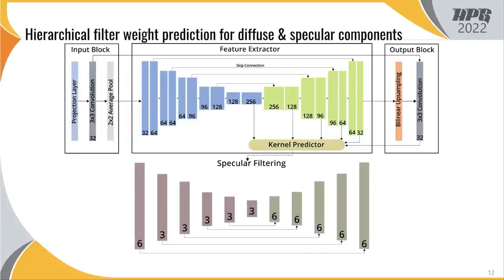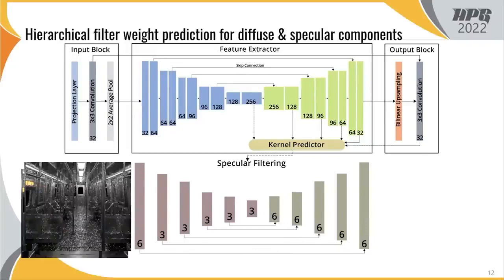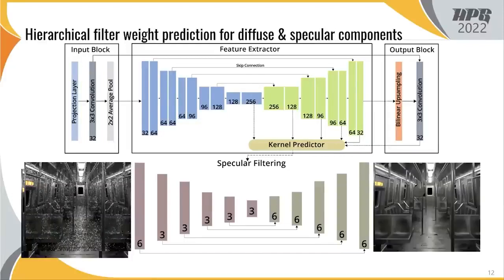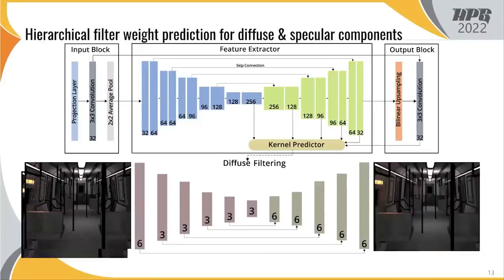For filtering diffuse and specular, we predict hierarchical filters resembling the shape of a unit, but there are no learnable parameters associated with the filter paths. The input to the specular filter path is the noisy signal and the warped previous result. The output is the denoised specular. Diffuse filtering is similar to specular except we predict a different set of filter weights.